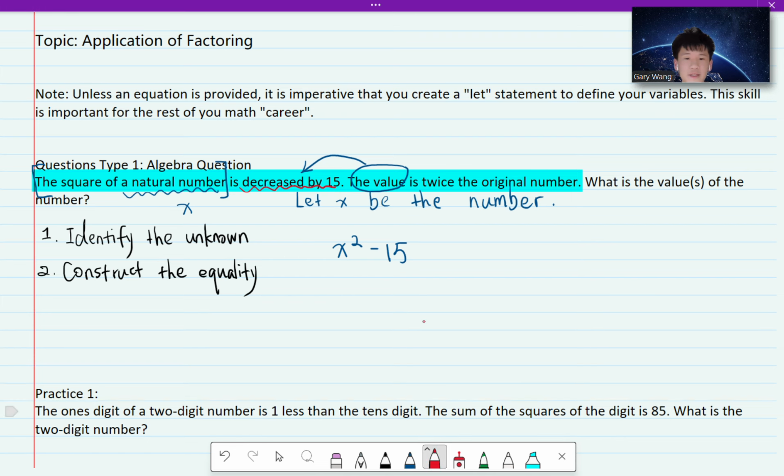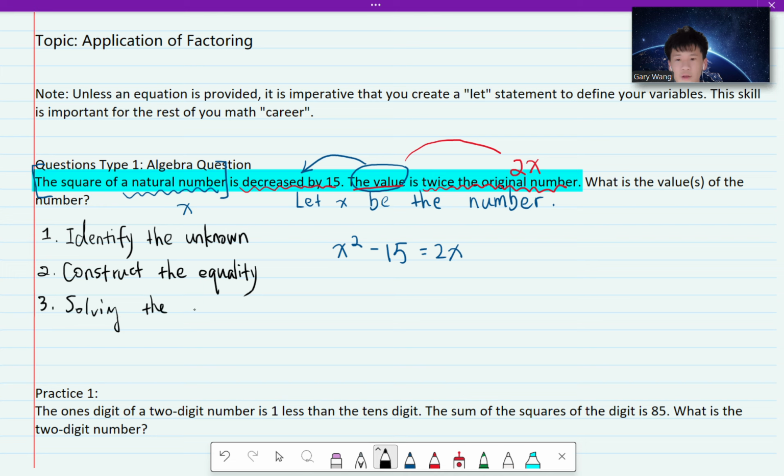And it says it is twice the original number. And the original number is x, so twice the original number would be 2x. So this value would be equal to 2x. So we can just say x squared minus 15 equals 2x. And then we can start solving this equation.